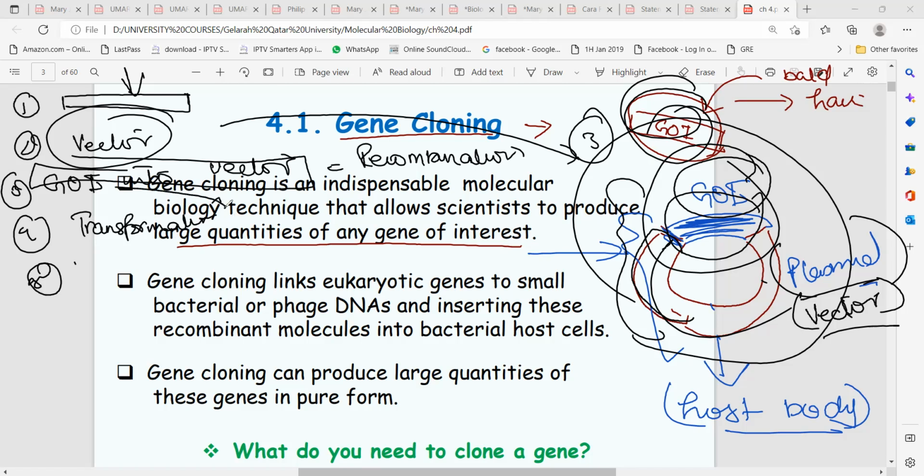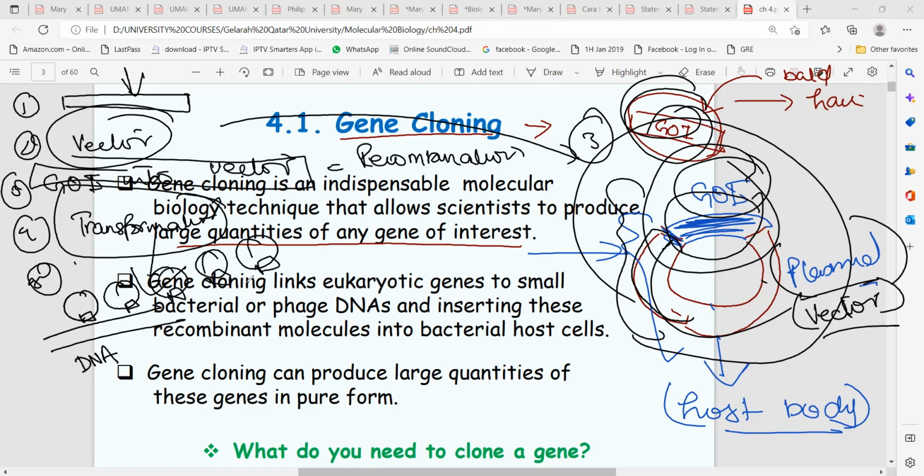Inside the host, it will take hold of the host machinery, DNA or RNA machinery. Using that machinery, it will start dividing multiple times inside the host. Clear? So from one copy, you get hundreds of thousands of millions of copies. As a result, you amplified your gene of interest in large quantity. Why are we producing a large quantity? Because we don't use it only one time.